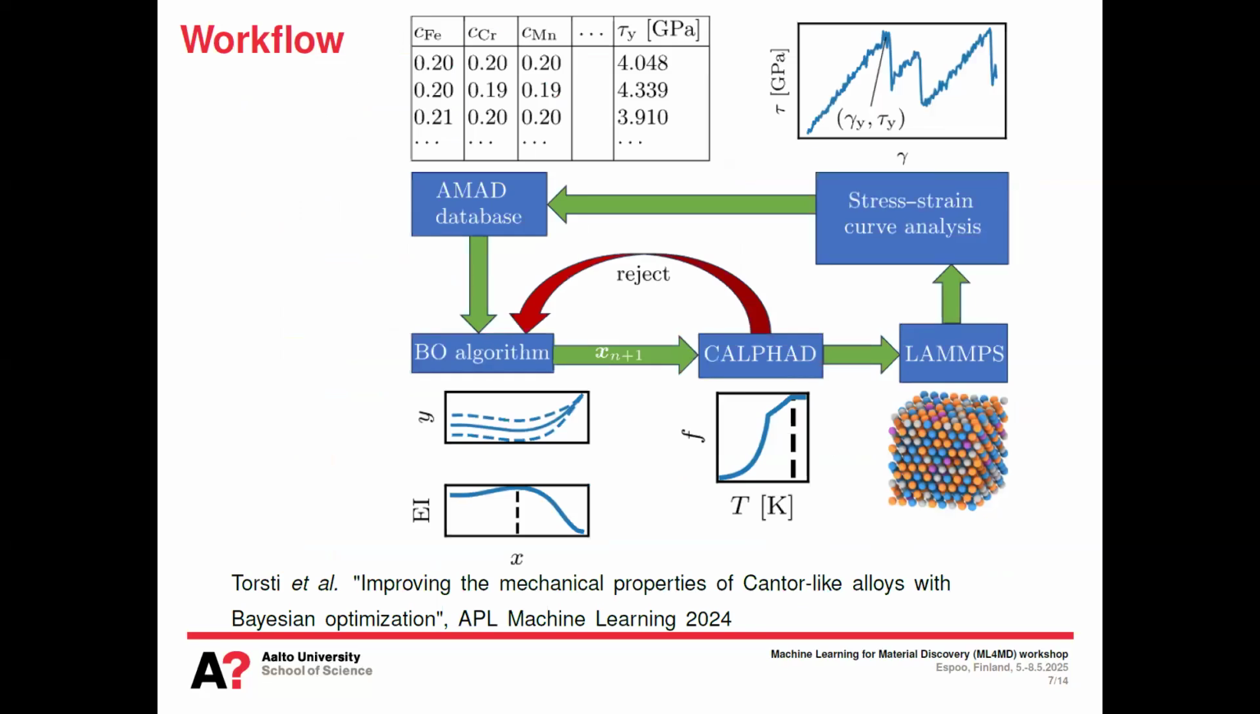So as I explained, the workflow is you start from the database, you do the Bayesian optimization, you find where to measure next, you give this point to the CALPHAD, you check if it fulfills your constraint. If not, you reject and you take the next best point, the next best acquisition function value. And then you do LAMMPS, you look at the stress strain curves, you determine what you want and you put it in your database. This is the paper where we describe this.